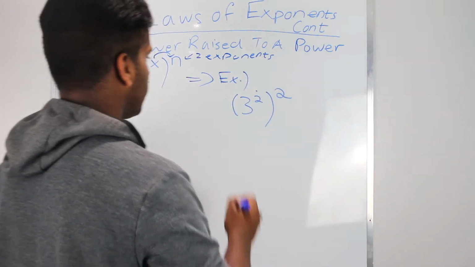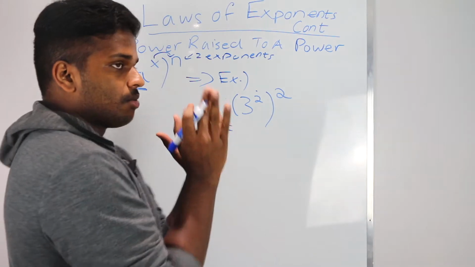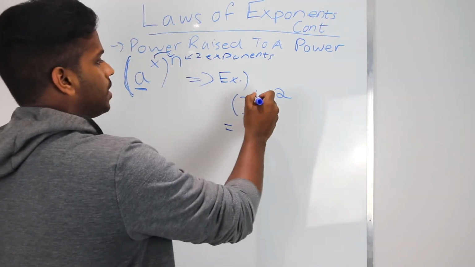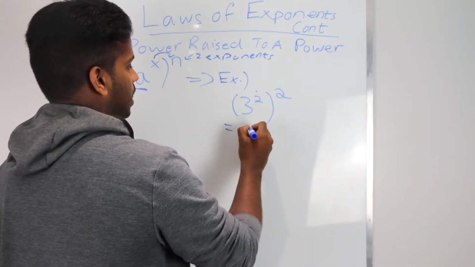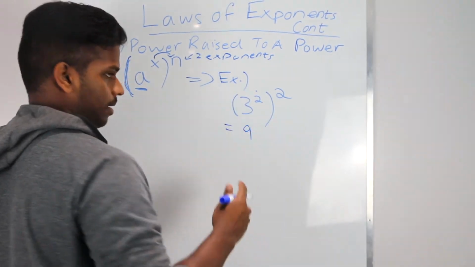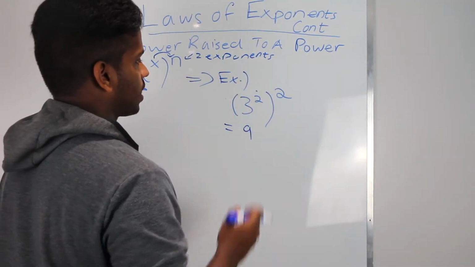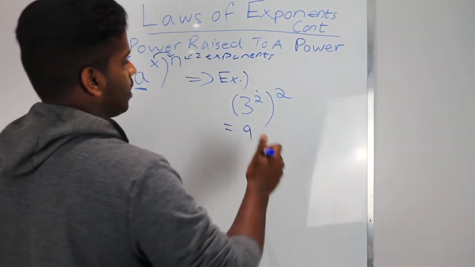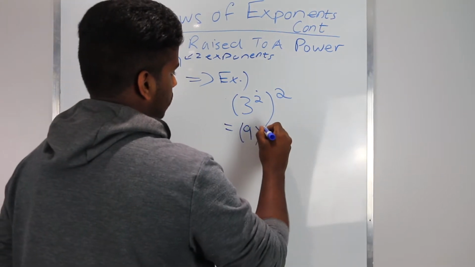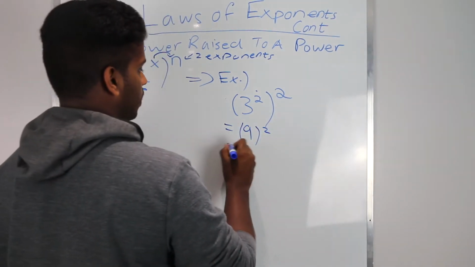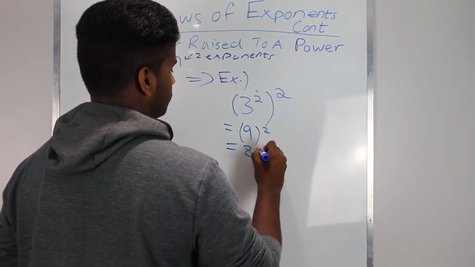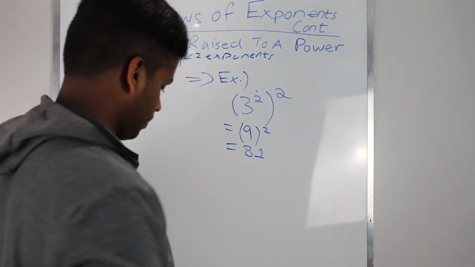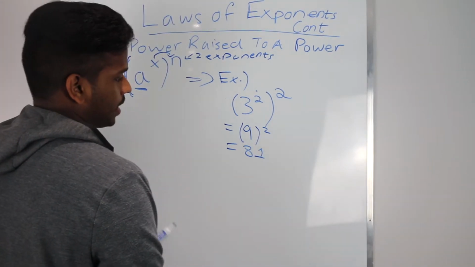So just to make that clear, let's solve without the laws of exponents. So 3 squared, what is that? Since the brackets are here, BEDMAS, we have to do what's inside the brackets first. So 3 squared is 9. Okay, so we have our result. 9 squared equals 81. So that is 81.